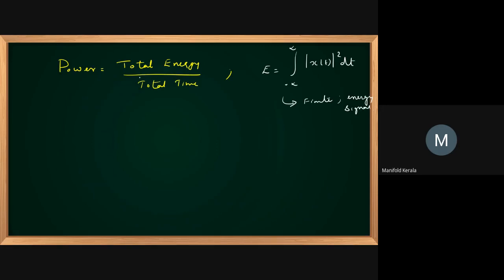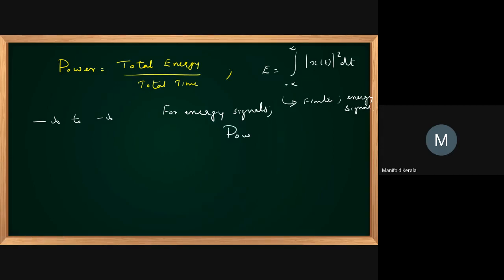Now, what is total time? Total time is always from minus infinity to plus infinity, which means the denominator term will always be infinity in this expression, right? If the denominator is infinity and the numerator is finite, in the case of energy signals, it is going to be finite, correct? For energy signals, the numerator will be a finite term and the denominator will be infinity.